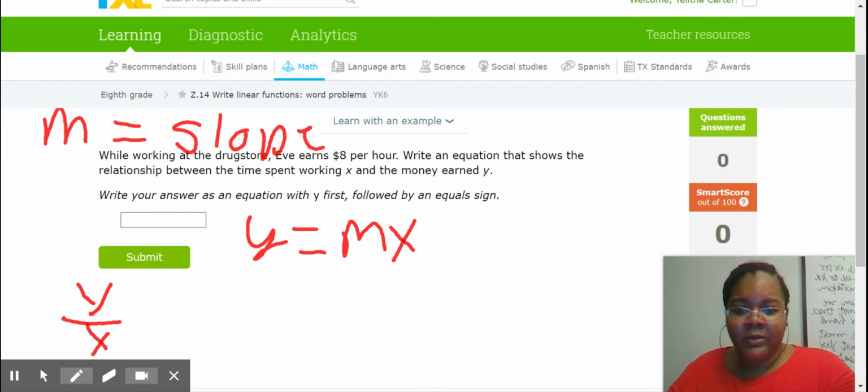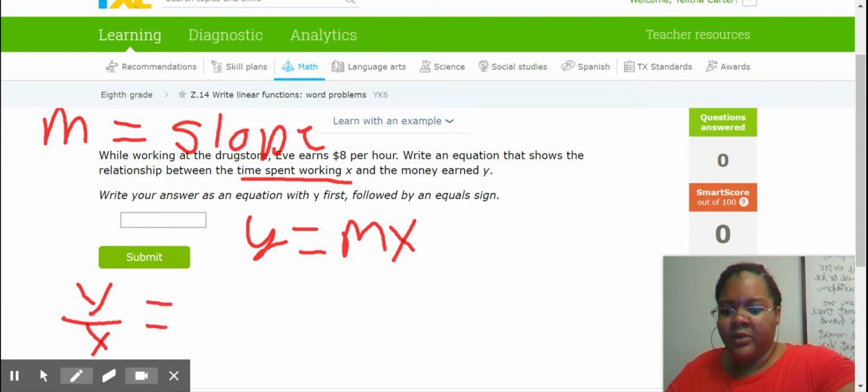So now I have to go back to my word problem and figure out what y equals, what x equals. So if I read the last sentence, it says, write an equation that shows the relationship between the time spent working, x. So right here, it tells you x equals time. So I'm just going to write that down so that I know.